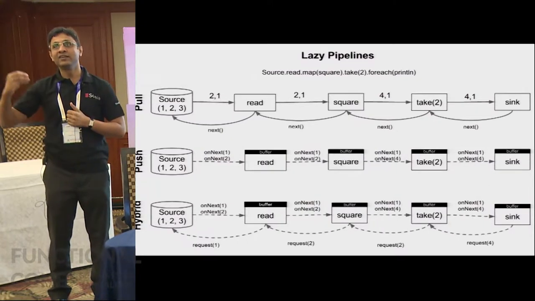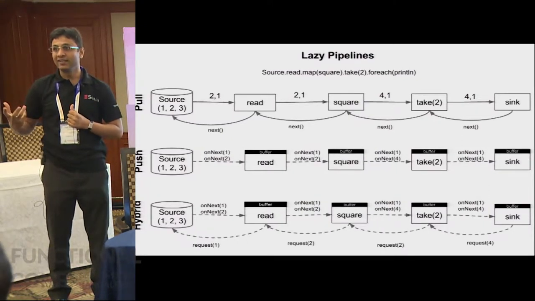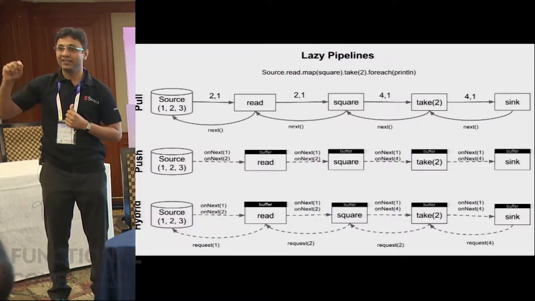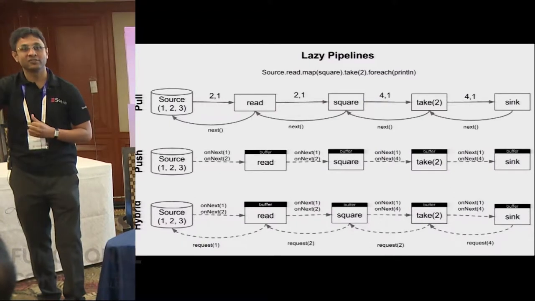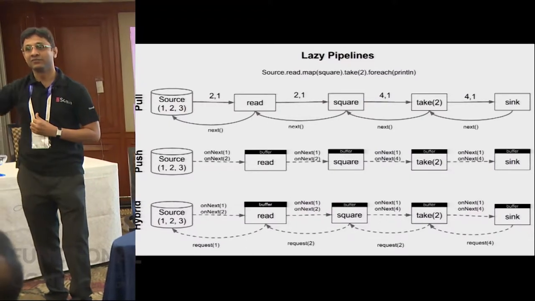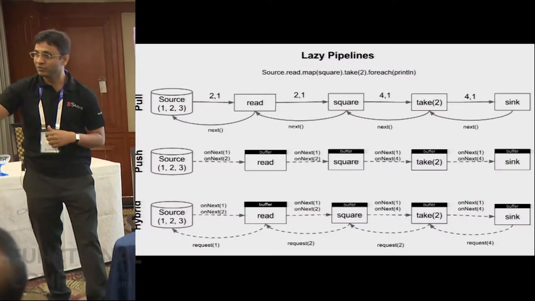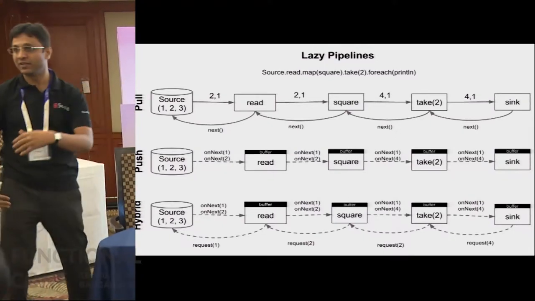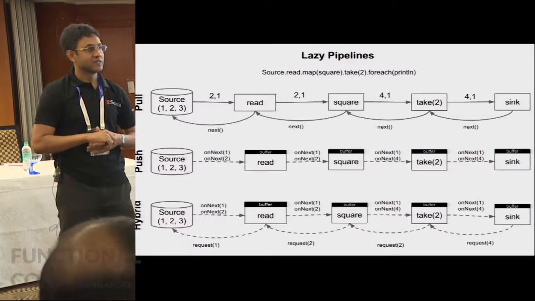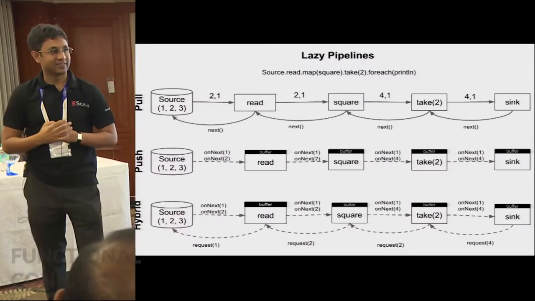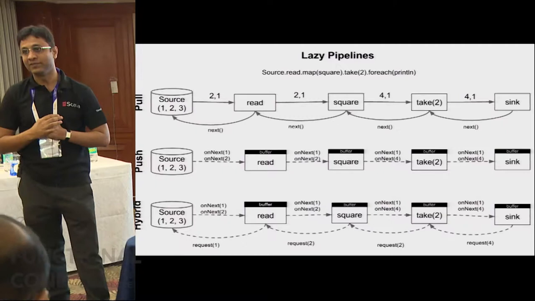The flow, the trigger is always on the right-hand side. The demand is always on the right-hand side. And then the demand basically goes hop by hop across the boundaries of stages, and data comes from left to right. So demand goes right to left, data comes from left to right. Is that clear? Even if there is a filter, it would be the same, right? Yes, it will be the same.